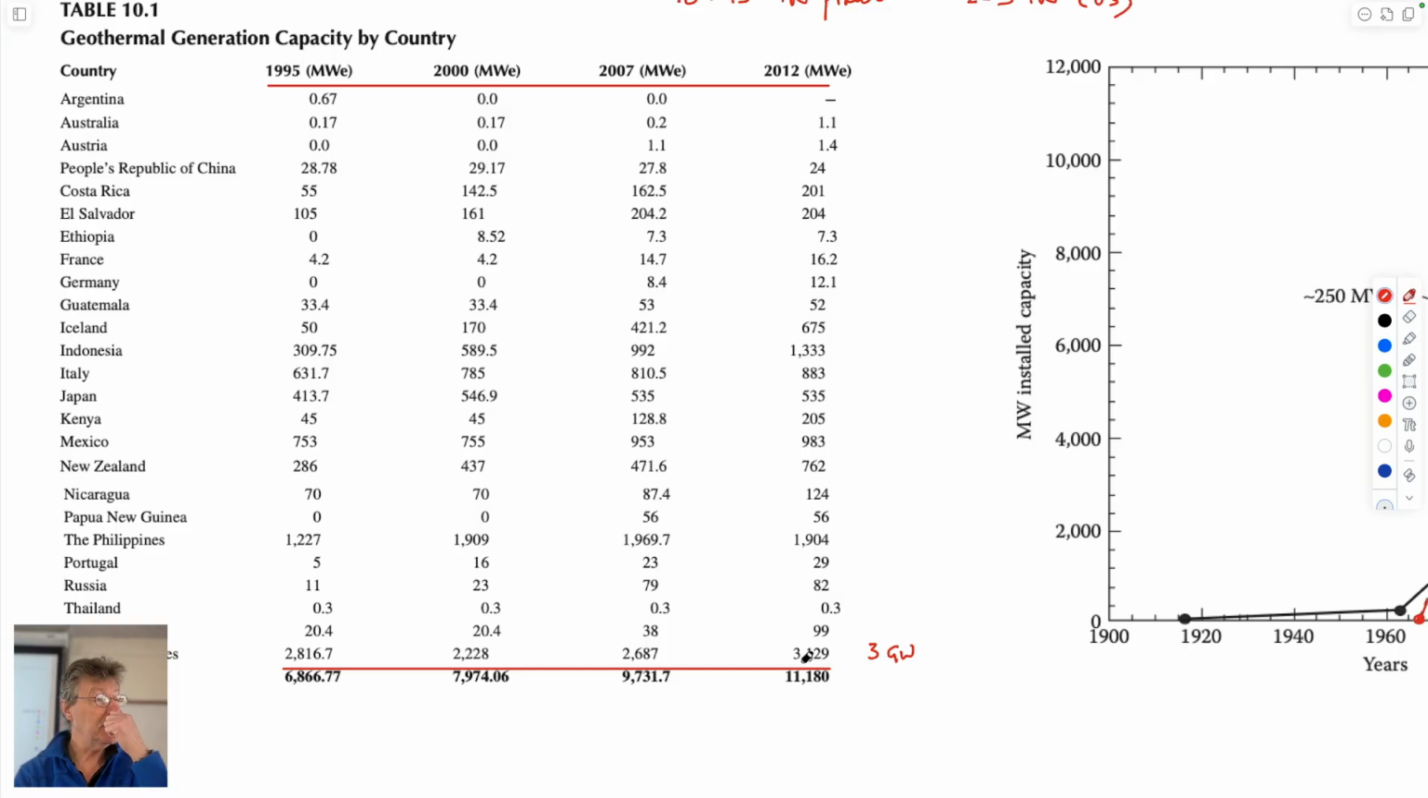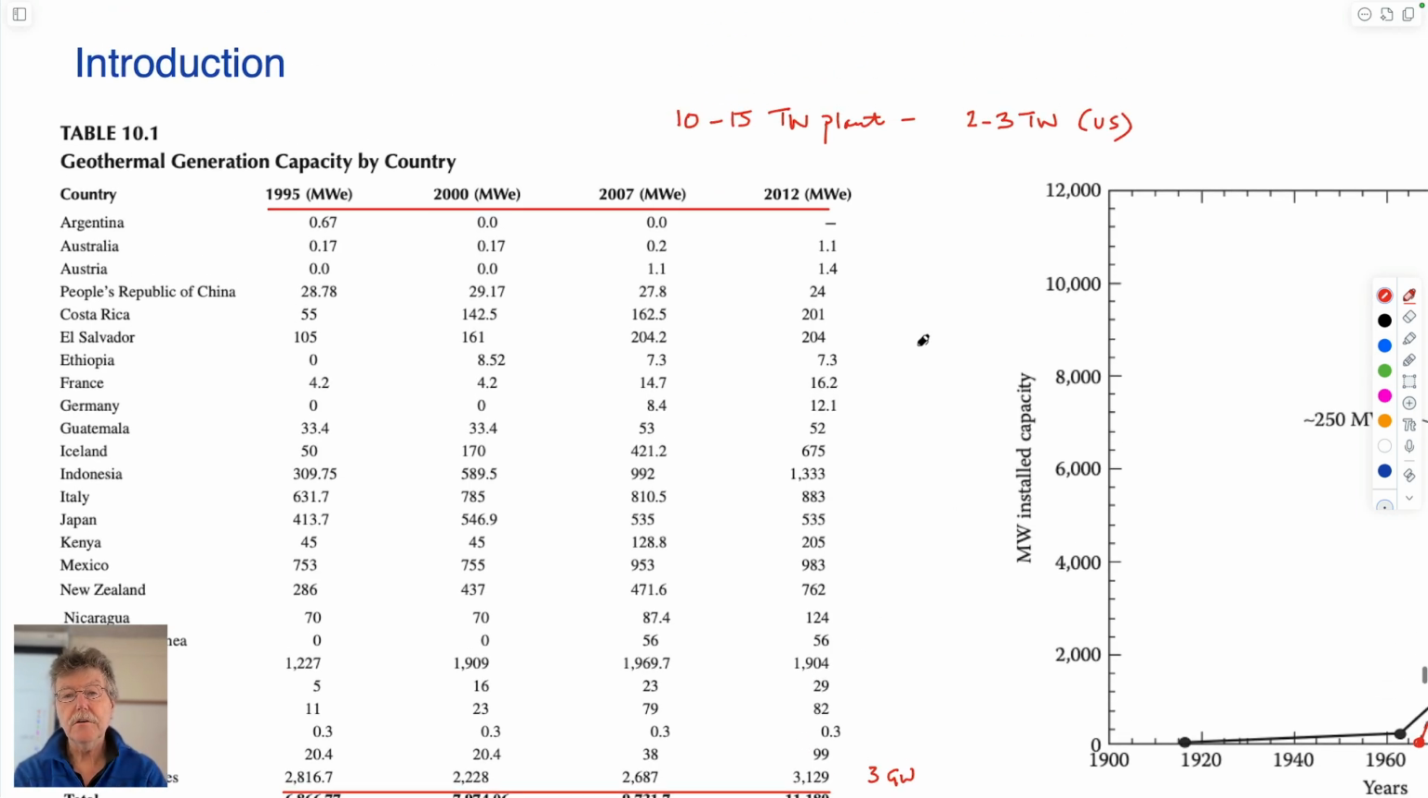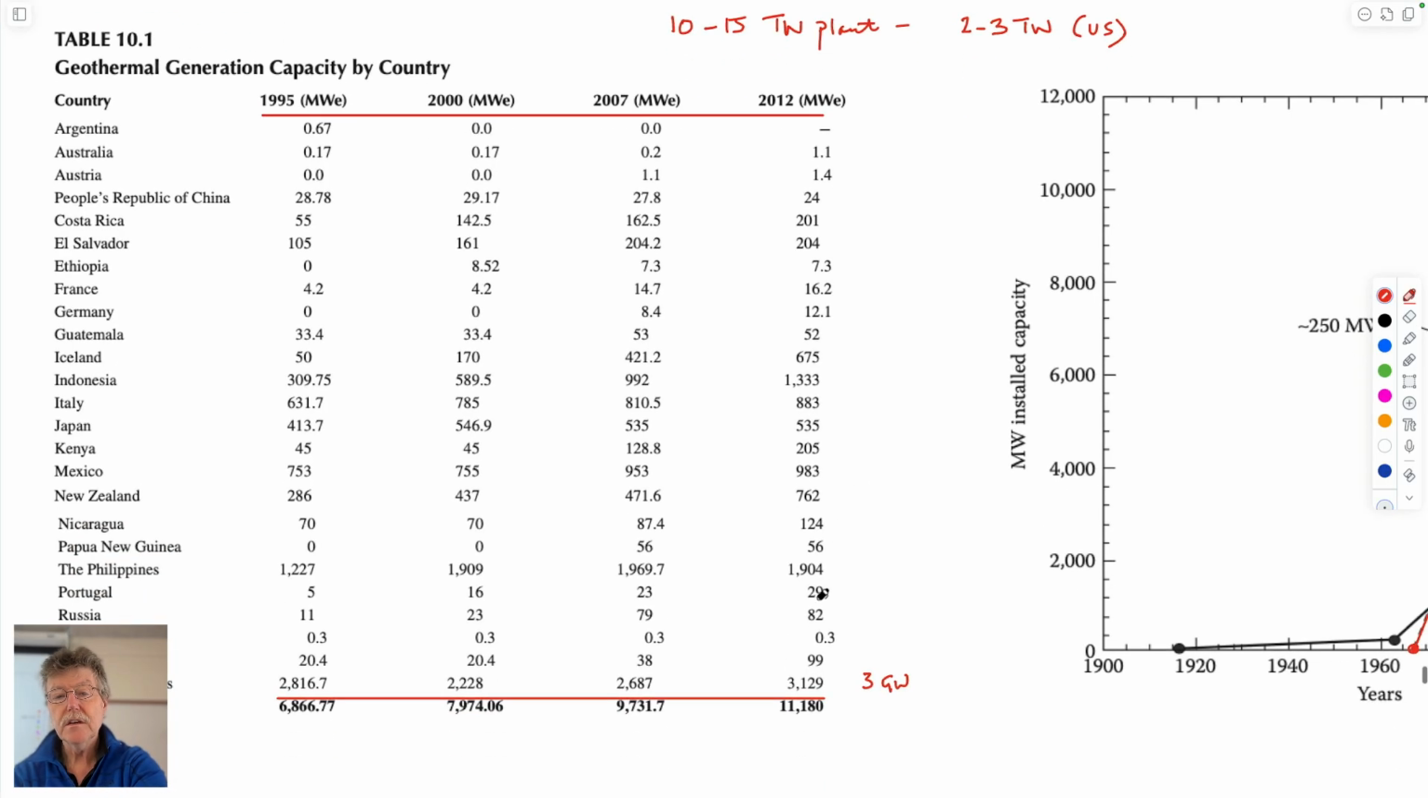So a big thermal power station is about a gigawatt. So this would be 3 thermal power stations. And so this is a relatively small proportion, of course, of this. So 3 terawatts versus 3 gigawatts is 1,000th. So 1,000th or 0.1% of the capacity of power in the US is from geothermal.